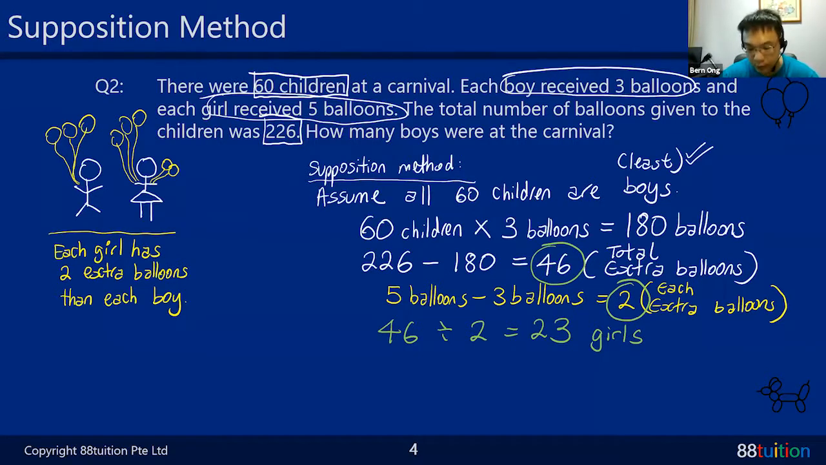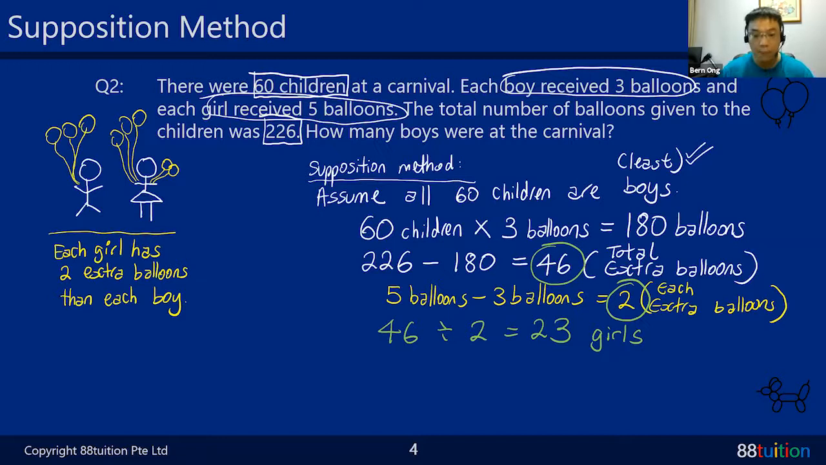Can you see now? Remember, it's the girls that got the extra. So you ask yourself, this 46 extra, it comes from where? It comes from girls, and each girl got 2 extra balloons. So inside your 46, how many 2s are there? 46 divided by 2 will be 23. There are 23 girls in this question.